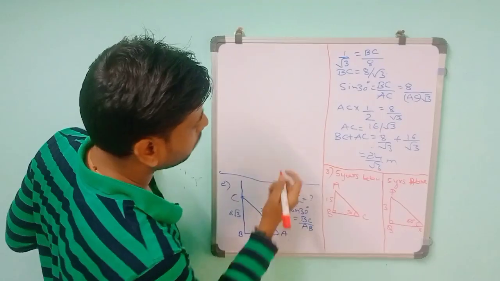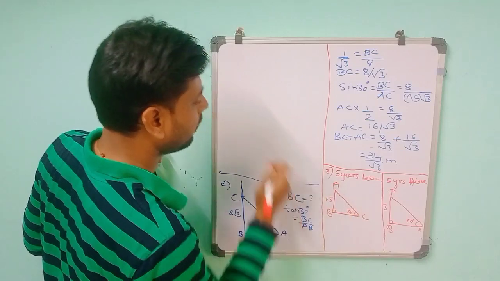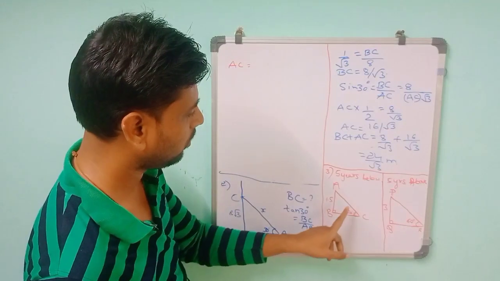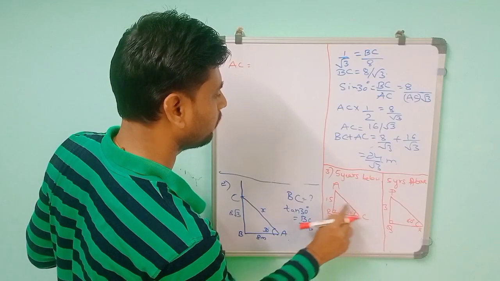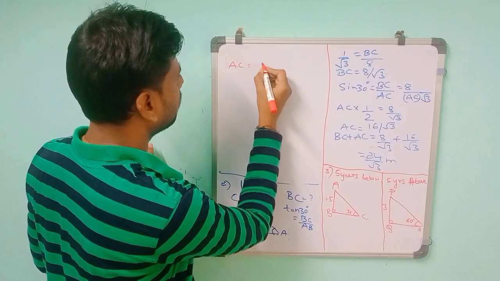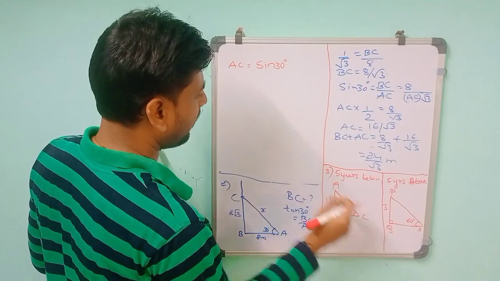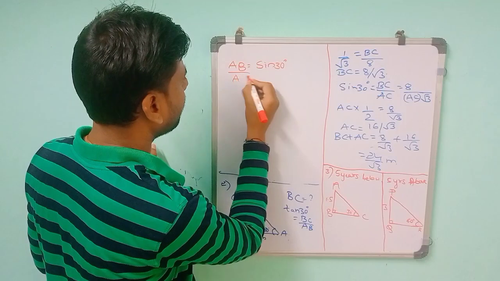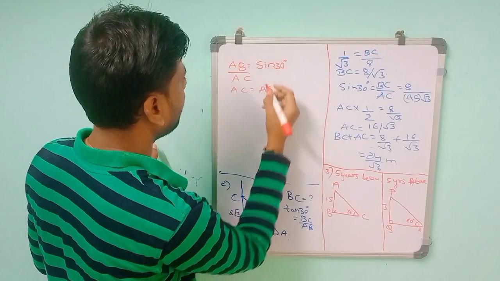So first, we want AC, this slide. ABC is this slide. It has a height at the top of 1.5. So you have to find AC. Opposite by hypotenuse, we know this value and this unknown value. Opposite by hypotenuse is sine. So sine 30 is equal to AB by AC. So AC is equal to AB by sine 30.